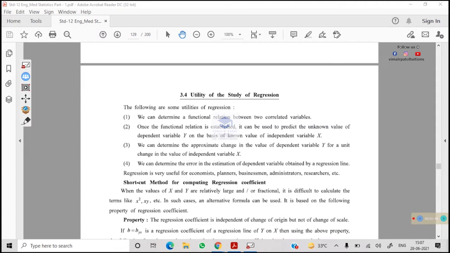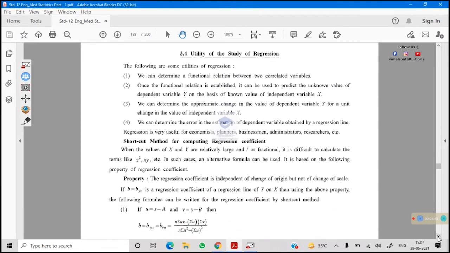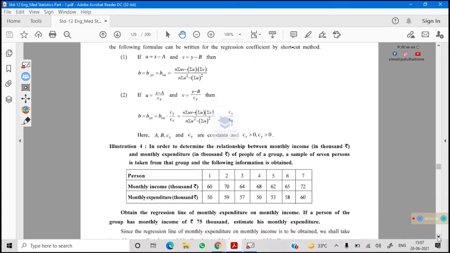Now shortcut method or method of UV. In order to determine the relationship between monthly income in 1000 rupees and monthly expenditure in 1000 rupees of people of a group, a sample of 7 persons is taken from that group and the following information is obtained. Obtain regression line of monthly expenditure on monthly income. If a person of a group has monthly income of 75,000 rupees, estimate the monthly expenditure.